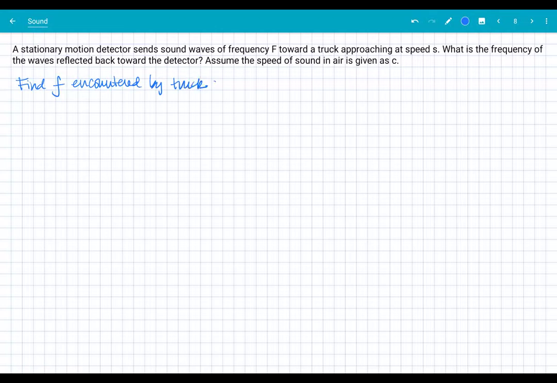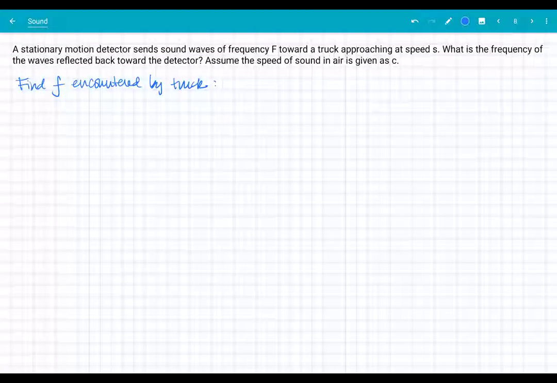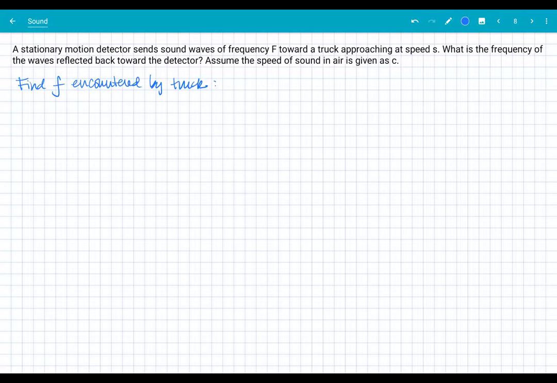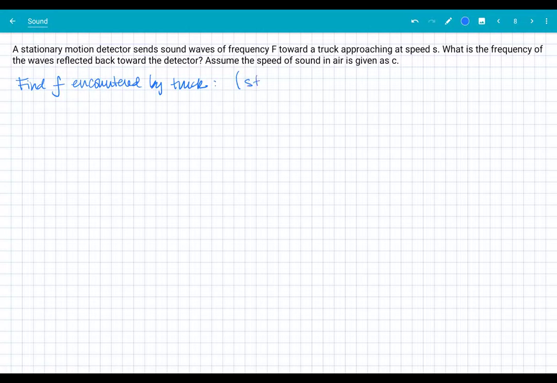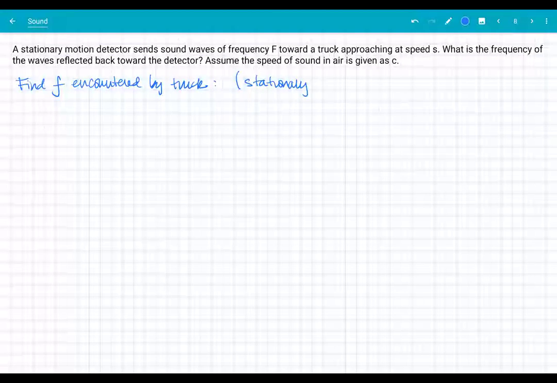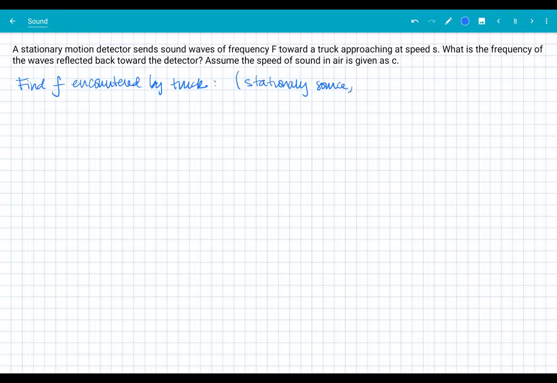Remember, the truck's in motion, so it will be experiencing a frequency that is greater. It's in motion and it's headed toward the detector, toward the source. So it's going to encounter a frequency that is higher than the source's emitted frequency. So think about this. This is a stationary source, and it's a moving observer, and the observer is moving toward the source. Okay. So let's find that frequency. I'll call that f prime. The emitted frequency, that's given to us as capital F.